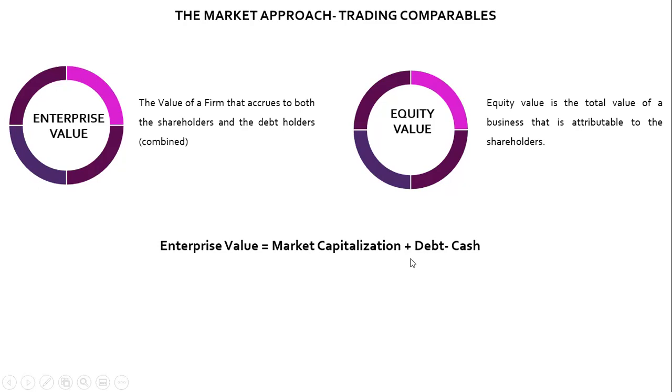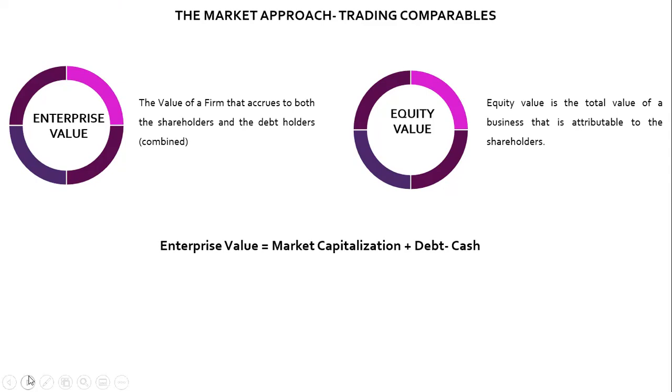Equity value, on the other hand, is the value of a business that is attributable to shareholders. I believe this one is very self-explanatory. When you pick any financial statement, you see total equity and all of that. Sometimes market capitalization is used interchangeably with equity value, but there is a slight difference. Market capitalization is the total value of all outstanding shares of a company. So the price times the issued shares gives you the market capitalization. The equity value, mostly seen on the financial statement of a company, is basically the assets less the liabilities of the firm. So that is what equity value and enterprise value is all about. In most cases, enterprise value is usually higher than equity value.